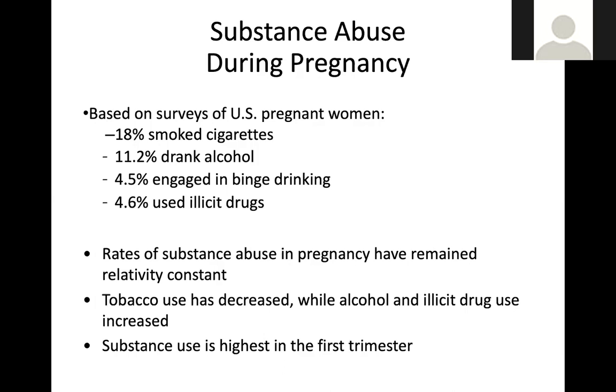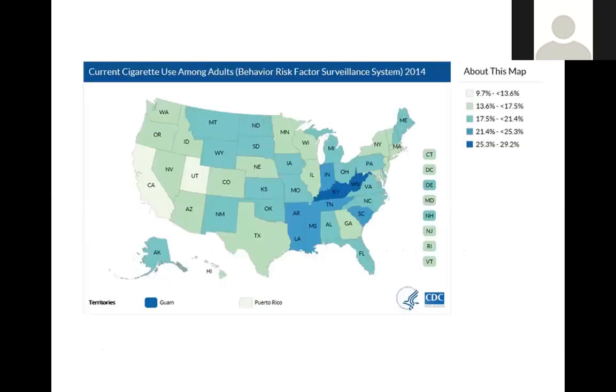Although tobacco use has decreased, alcohol and illicit drug use has increased, and substance use is the highest in the first trimester, which kind of makes sense, right? If it's the first trimester, some people don't know they're pregnant. Some people do know they're pregnant and they're under a lot of stress because maybe it was an unplanned pregnancy and things like that.